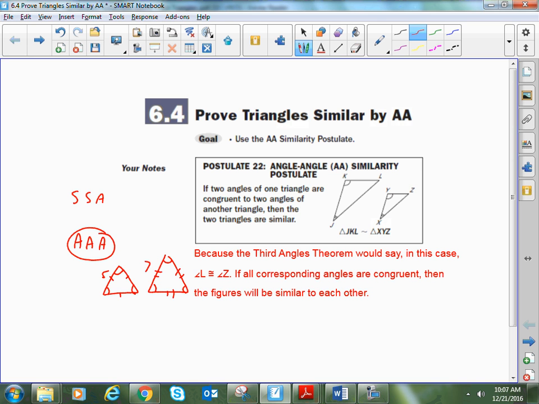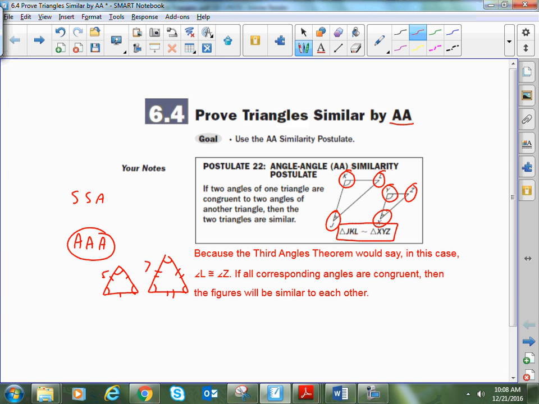And we don't even need all three angles. If we can show two angles are the same, well, the third angles theorem says that the third angle also has to be the same, because there's only 180 degrees in the three interior angles of a triangle. So if we can show that two corresponding angles are congruent from one triangle to the next, then we have enough information to justify that the triangles are similar. Here we see angle J is congruent to angle X, angle K is congruent to angle Y. So because of those, angle L and angle Z will also be congruent, and that is enough to let me say triangle JKL is similar to triangle XYZ.